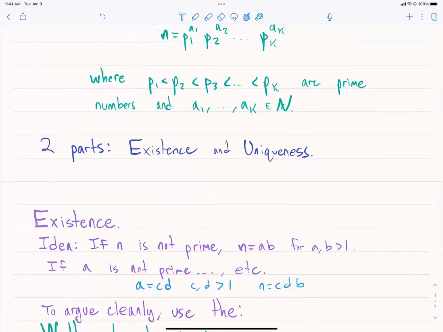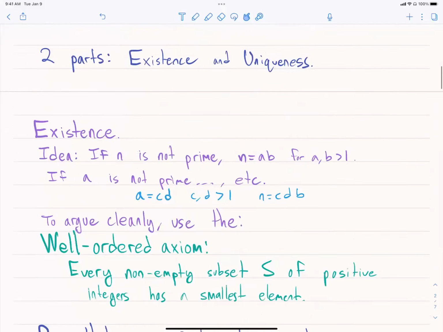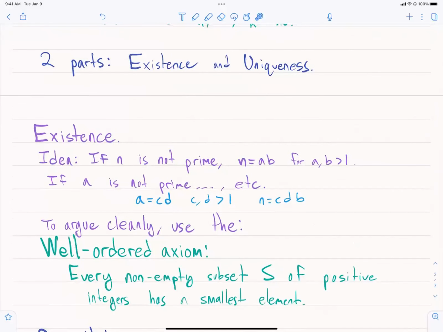Okay. So this is the idea. You can turn that into a proof, but there's maybe a little bit nicer way to write down a proof cleanly. And I wanted to go through that because it uses an important property of the natural numbers. The natural numbers is synonymous with the positive integers, and here I've written this saying positive integers. Okay, so this is the well-ordered axiom. And this just says that every non-empty subset of positive integers has a smallest element.